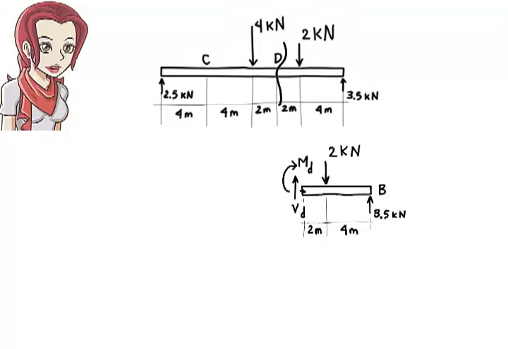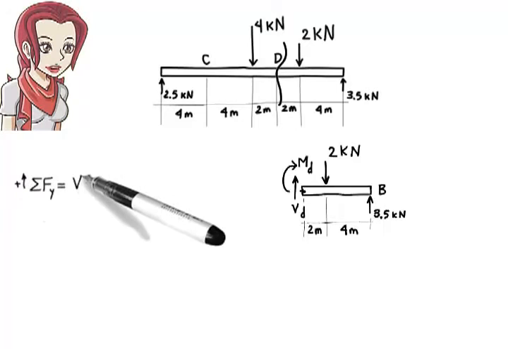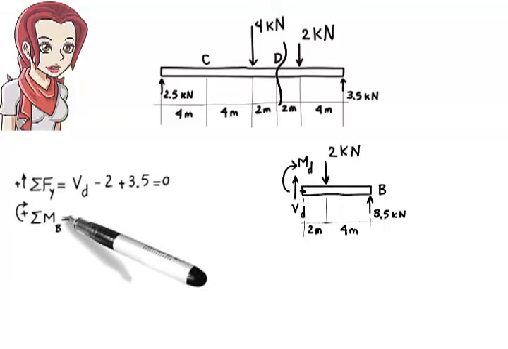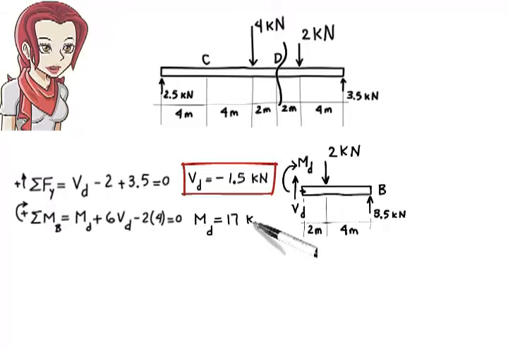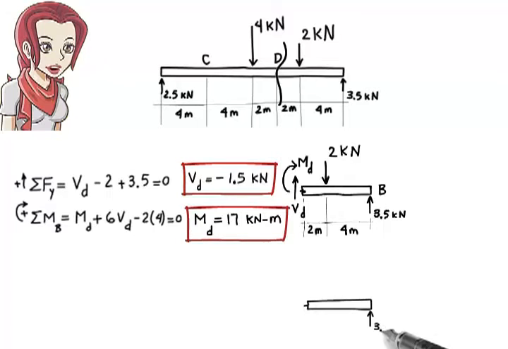Again, since there's no axial force present on the beam, I'm going to omit drawing the internal axial force at point D. Then, the relevant equilibrium equations are: from the first equation, we get VD equals negative 1.5. From the second equation, we get MD equals 17. Here are the results shown graphically on the beam.